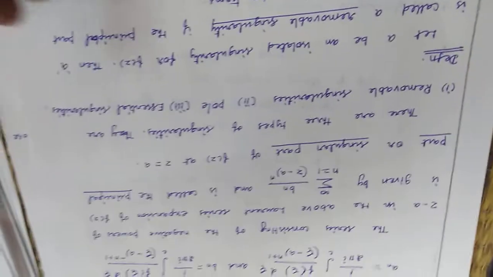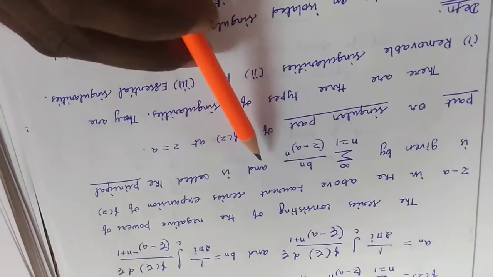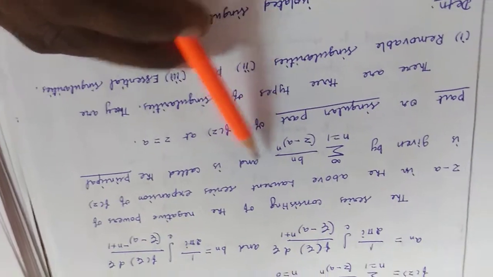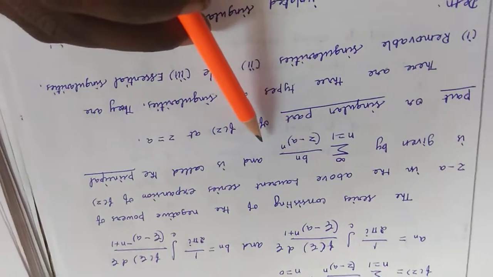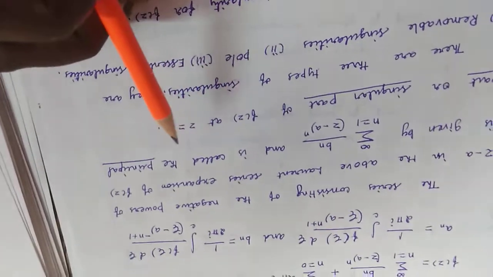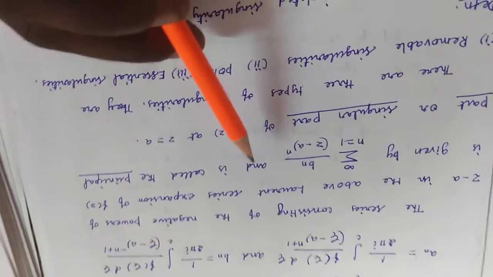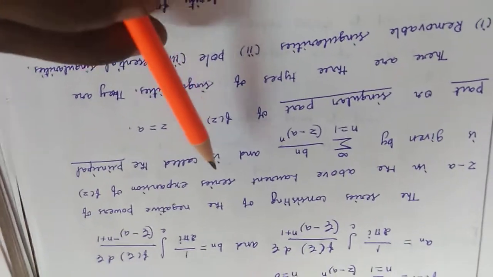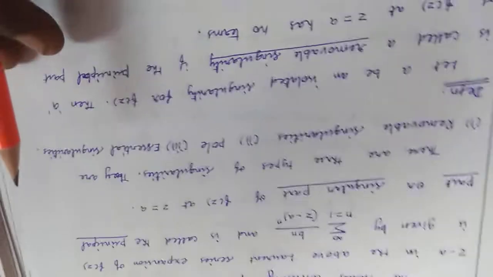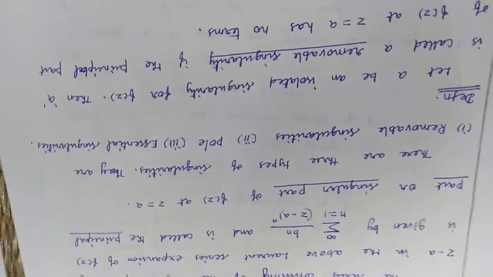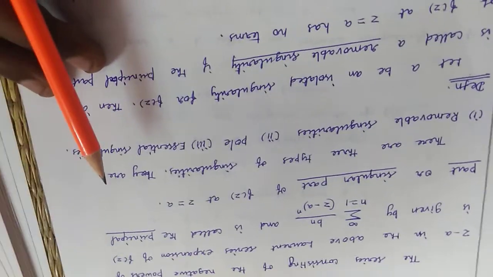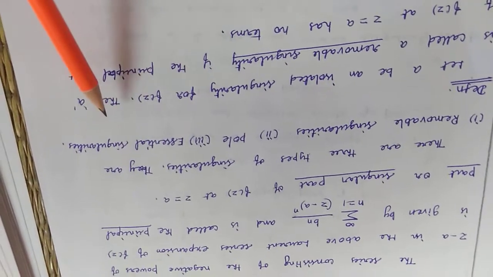So this singular part has z minus a power n in the denominator. The terms with z minus a power n in the denominator form the singular part or principal part of f of z at z equal to a. That is, z minus a power n is involved in that series. So there are three types of singularities: removable singularity, pole, and essential singularity.